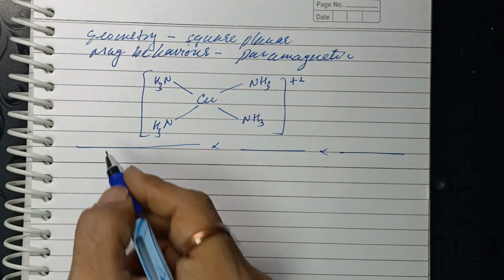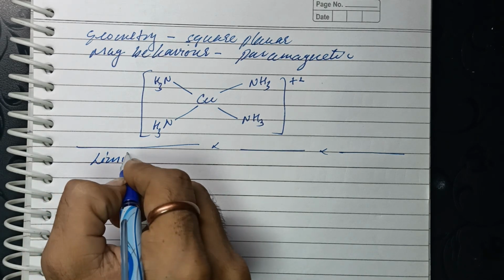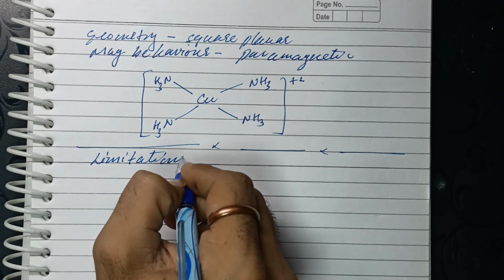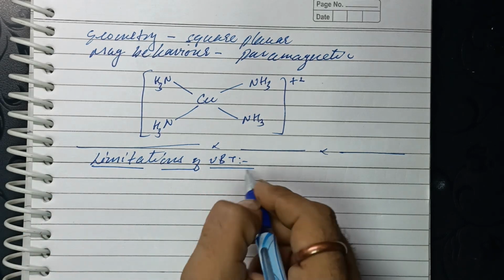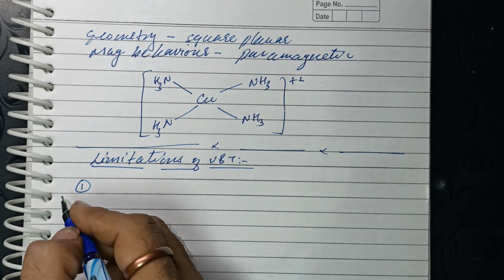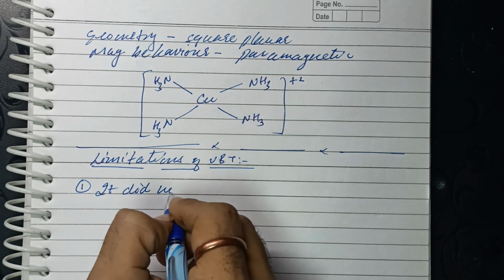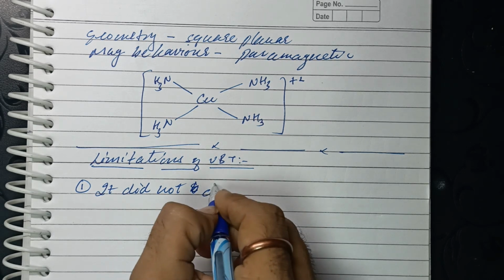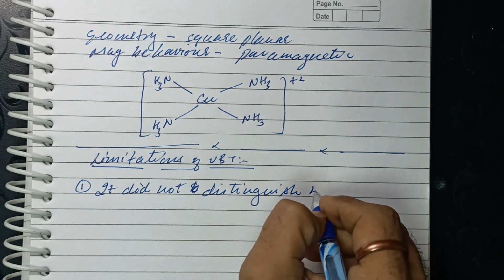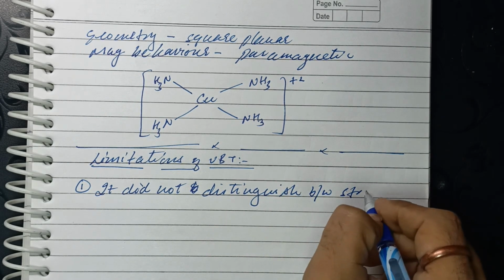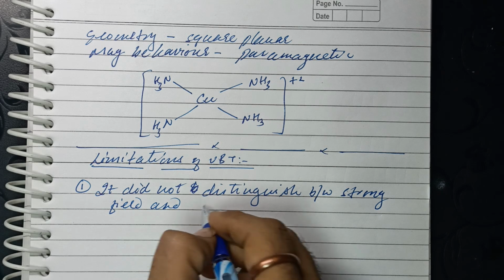I hope it is clear. Now next is the limitations of VBT. First point, it did not distinguish between strong field and weak field ligands.